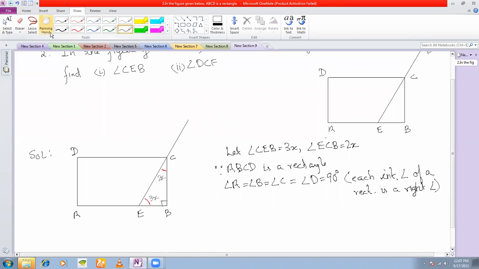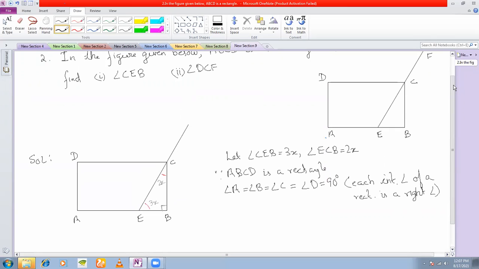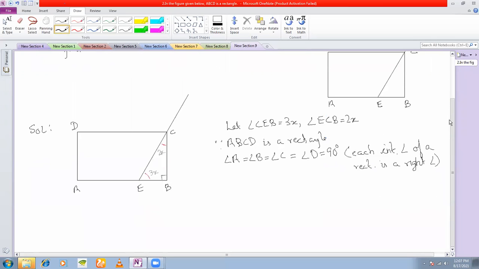So now you look at the triangle ECB. In this triangle, you can see what are the angles. One angle is 90 degree. What are the other two angles? 3x and 2x, right? And you know sum of interior angles of a triangle is 180 degrees. So you can find out x from here. But let's look at the question before finding out x. You have to find out which angle? CEB. That means you will have to find out this angle. That means you will have to find out x.